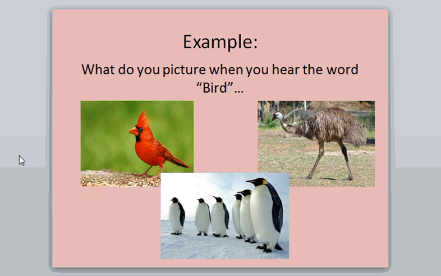Along the same lines, what do you think of when you hear the word bird? In many instances, some people will think of the cardinal here. Some people may think of the penguins at the bottom, and a few may even think of the emu or ostrich here on the right side. Bird is a very common word. Pretty much we all think of something with feathers when we think of birds. Some people may think flight, but that's not always true, because if we look here at ostriches and the penguins, they are birds that do not fly.